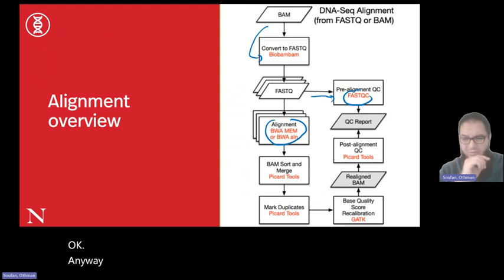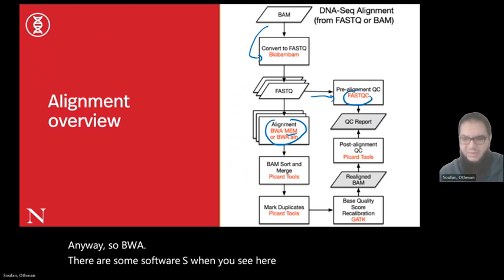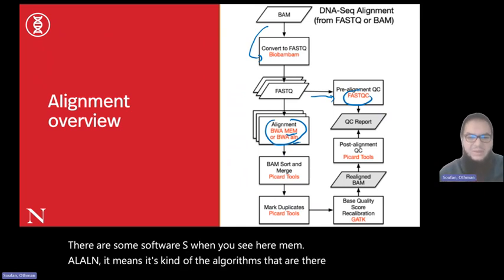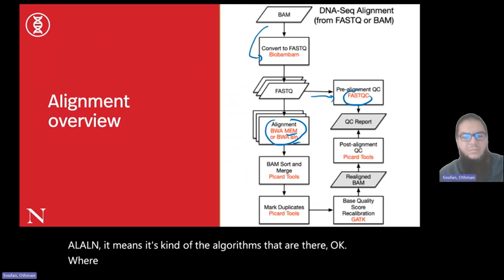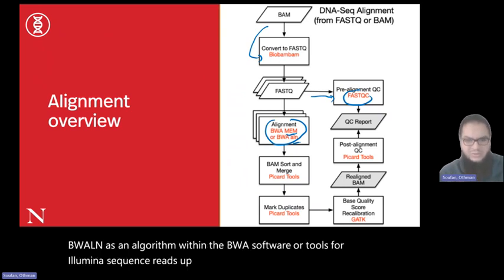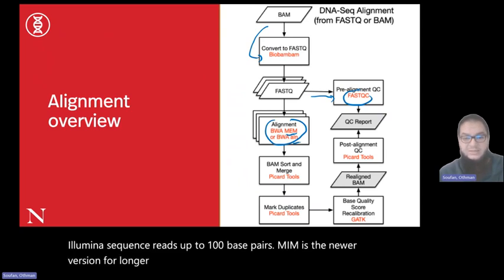Anyway, so BWA. When you see here MEM and ALN, it means these are the algorithms that are there. BWA-ALN is an algorithm within the BWA software for Illumina sequence reads up to 100 base pairs. MEM is the newer version for longer reads, and it's usually producing higher quality.